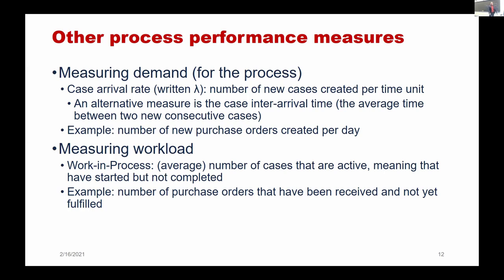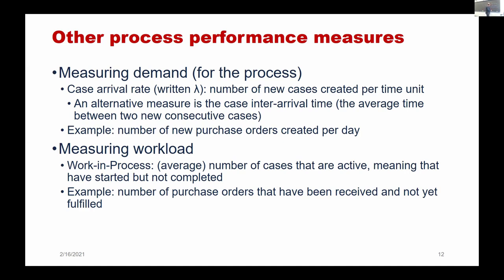Beware, sometimes, instead of talking about case arrival rate, we are going to be talking about the inter-case arrival time, meaning the time between two arrivals. And there is a direct relation between them. If my arrival rate is 10 orders per hour, it means that on average, I receive an order every 6 minutes. On average, that makes 10 per hour.